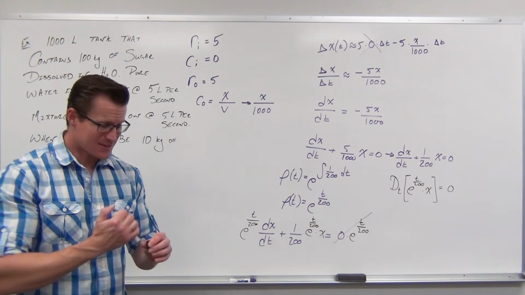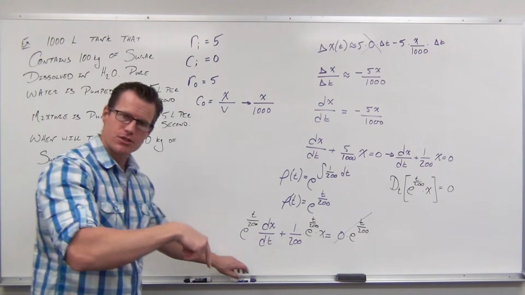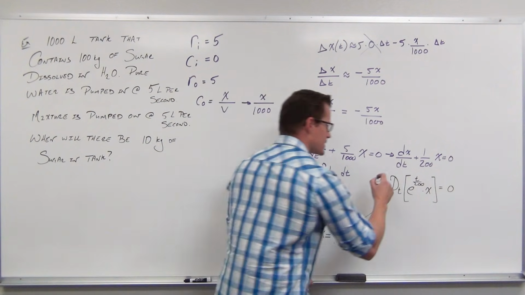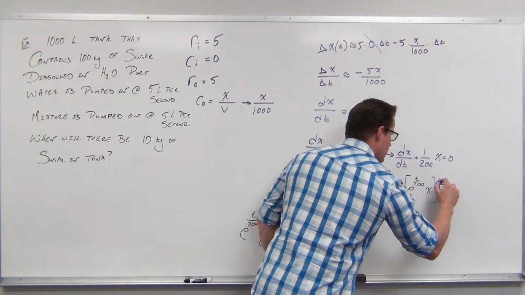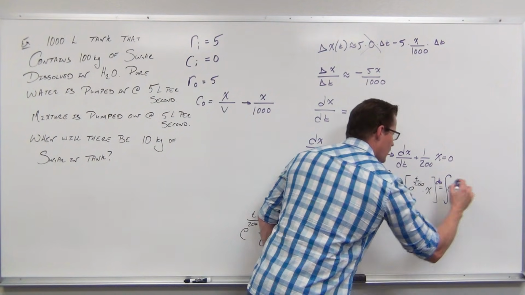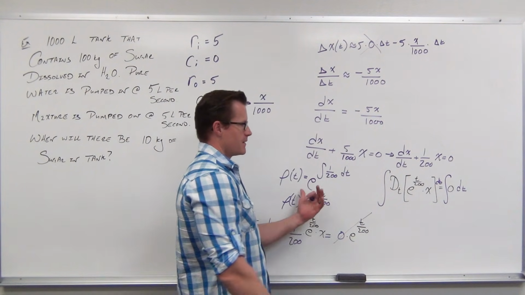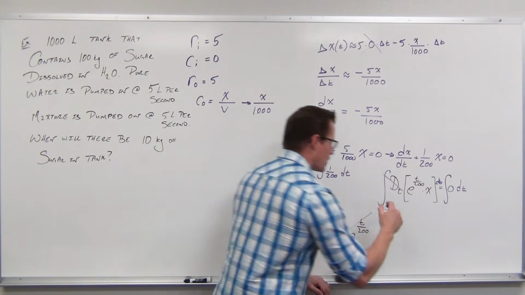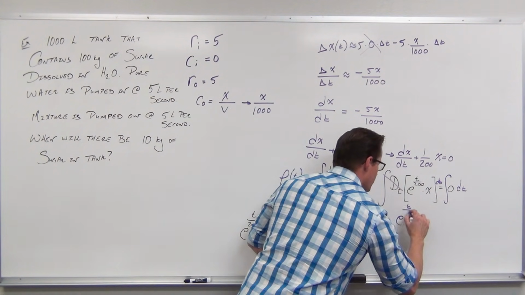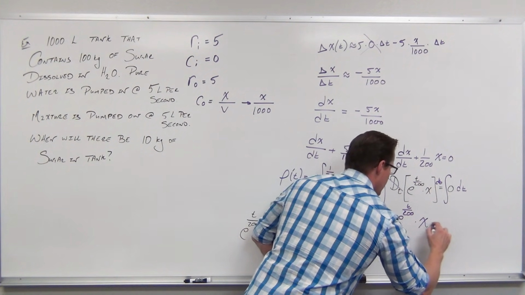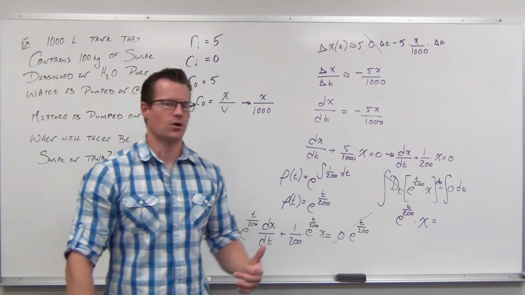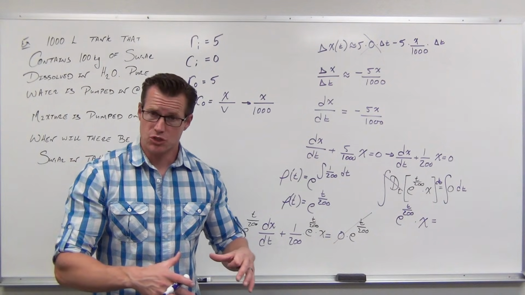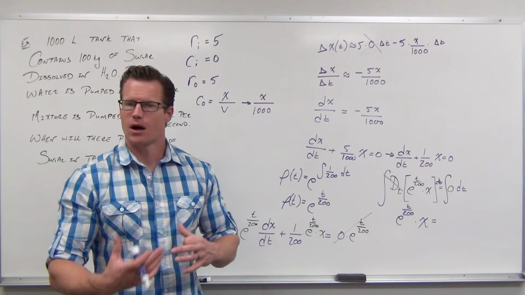Now, if that's the derivative, then an integral is going to undo that derivative. Let's do an integral with respect to t on both sides. On the left-hand side, integrals undo derivatives, no problem. We get e to the t over 200 times x. On the right-hand side, we don't get 0. Remember that this is with respect to t, sure, but you're going to have a c, a constant.